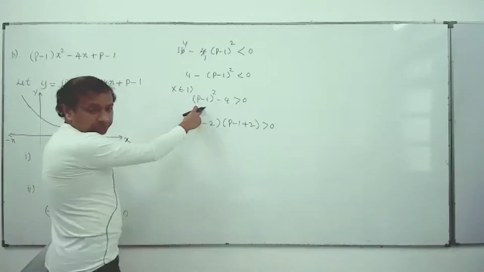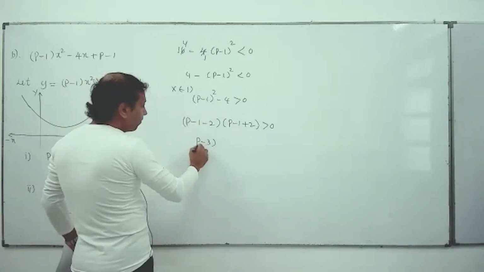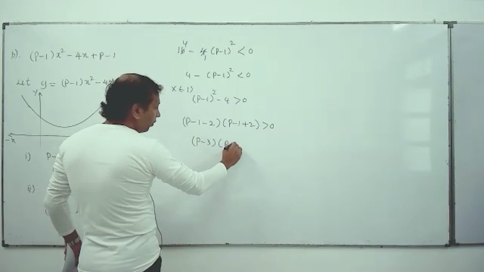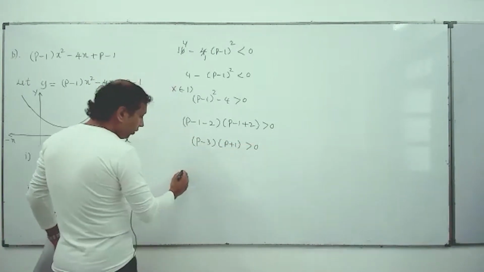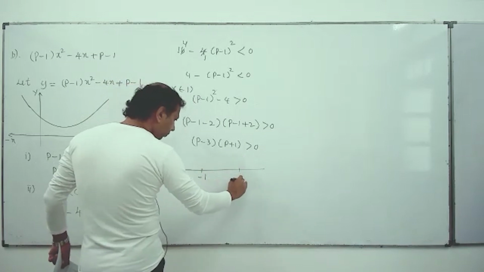Then p minus 1 minus 2 is p minus 3 here. Here p plus 1 here, greater than 0. You can find the range of this. P minus 1, p minus 3 here.